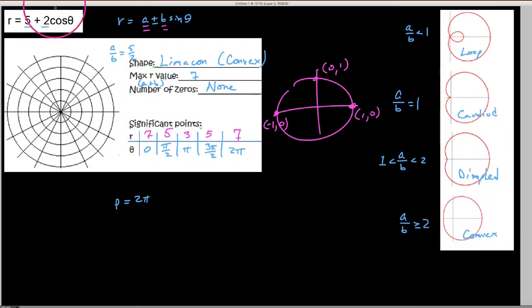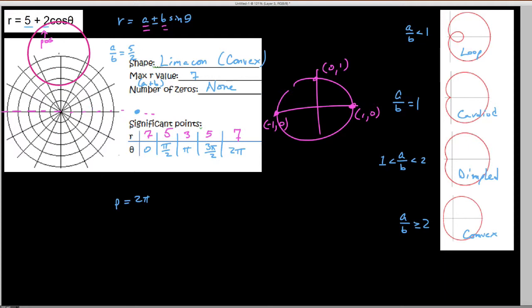Now, knowing also that this is a cosine graph, it's going to have symmetry about the x-axis here. And also knowing, because our b value is positive, it's going to open to the right instead of open to the left. So let's go ahead and put these points on our graph. At 0 radians, we're going to go out 1, 2, 3, 4, 5, and we're going to have to use our imaginations here, 6, 7 would be about this far.